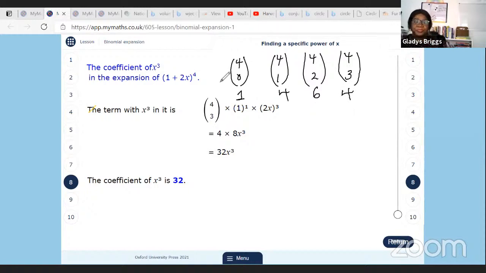Okay, so if you've got these, then what you need to write in expanded form is 4 times, dealing with this one now, times 1 cubed. Why did I say 4?